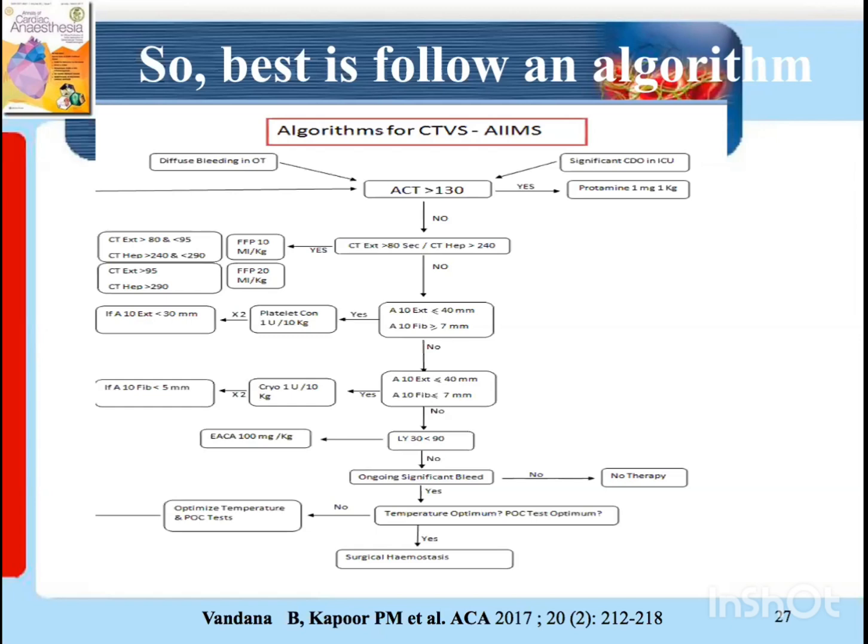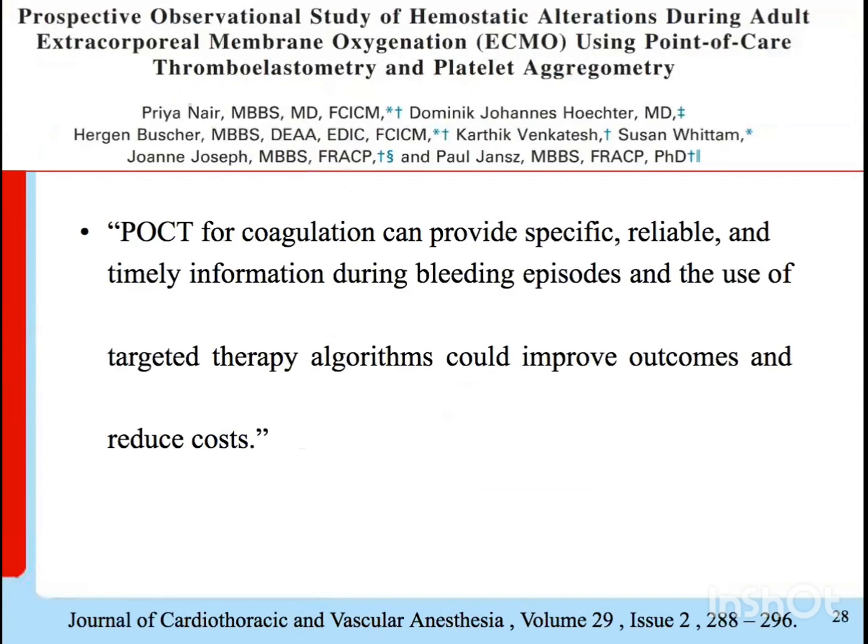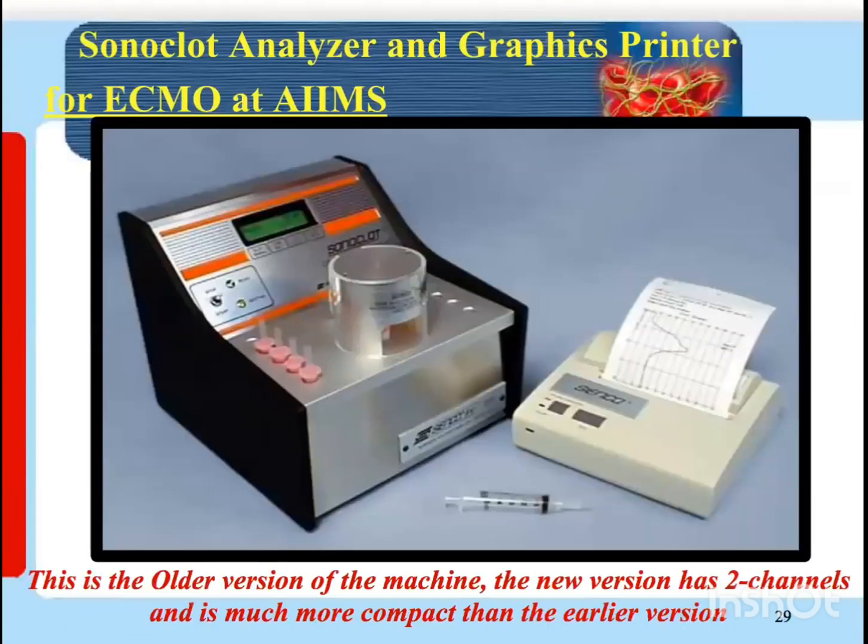So these point of care tests, like your ABG machine, are very much there to tell you about a hyperfibrinolysis, due to decrease in platelets or thrombocytopenia, a hypofibrinogenemia, or a DIC. So that's where I am, and I would go fast now. Point of care testing for coagulation can provide specific, reliable, timely information about bleeding episodes, and the use of targeted therapy algorithms could improve outcomes and reduce costs.